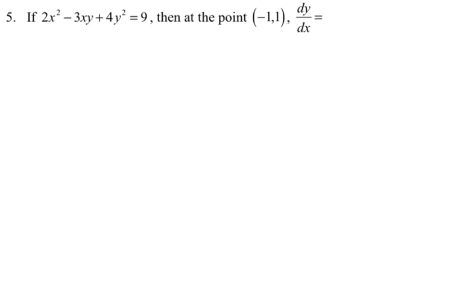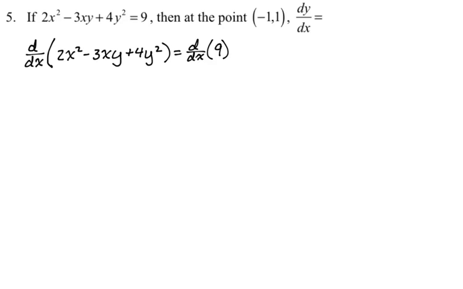So you look at this and you kind of know this is going to be implicit differentiation. If 2x squared minus 3xy plus 4y squared equals 9, then at the point negative 1, 1, dy/dx equals. All right, so we're going to have to find dy/dx. So sometimes I remember to show this step. Other times I just dive into taking the derivative. The advantage of showing this step is you'll never forget that the derivative of a constant is 0. And I see a lot of people forget that.